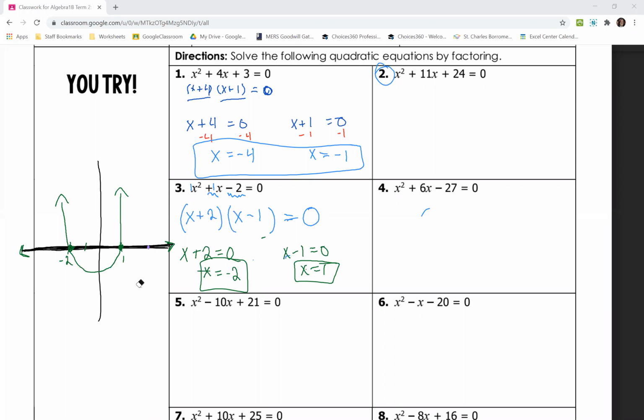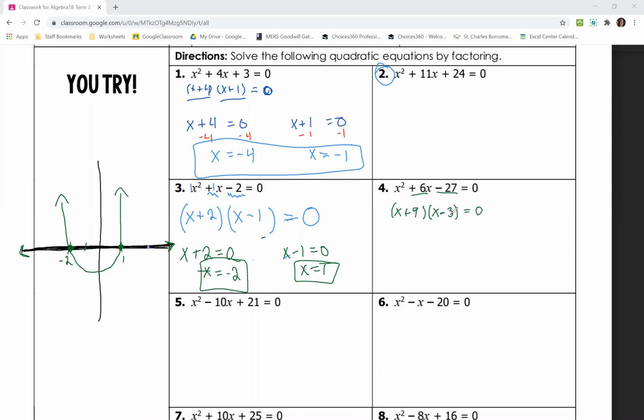Okay, so let's go for number 4. So I need two numbers, or I'm sorry, I got a quadratic. I got it set equal to 0 already. So the next step will be to factor, and since it's a trinomial with a leading coefficient of 1, I know my left-hand side is going to factor easily using that shortcut method. I need two numbers that multiply together to give me -27 and add together to give me +6. I believe that's a +9 and a -3.